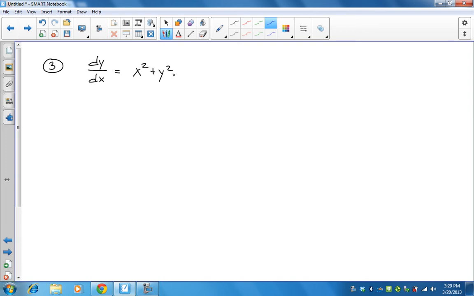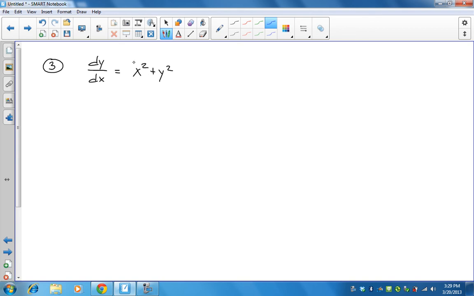If it was x squared times y squared, this would be wonderful, and I could separate it. But what I've got here is x squared plus y squared. And there's not much you can do with this. You can't factor it. X squared plus y squared won't factor. Like that very first problem, we were able to factor out a y. I can't do that here.